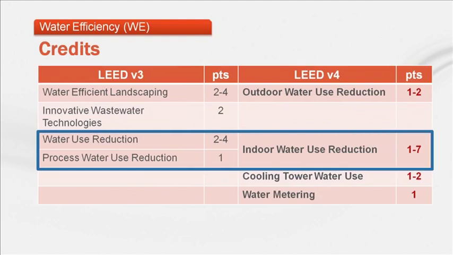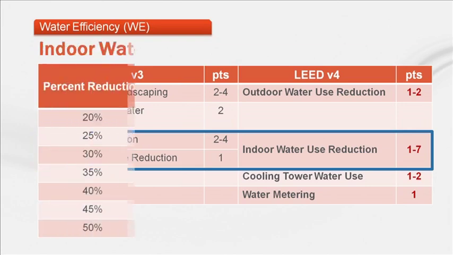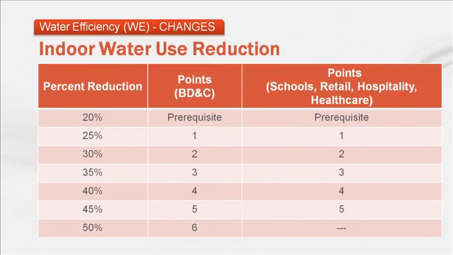Credit 2 under water efficiency category is indoor water use reduction. For LEED version 4, this credit is a combination of LEED v3 credits, water use reduction, and process water use reduction. To achieve this credit, project teams will need to further reduce fixture and fitting water use from the calculated baseline. A 20% reduction from that baseline is required just to meet the prerequisite. Further reduction from that number will achieve credit by the point thresholds shown in this table.